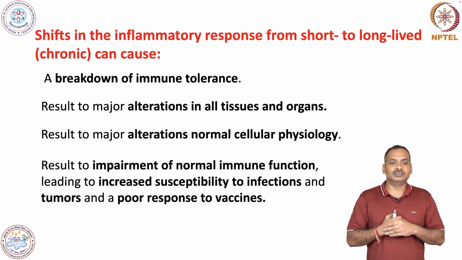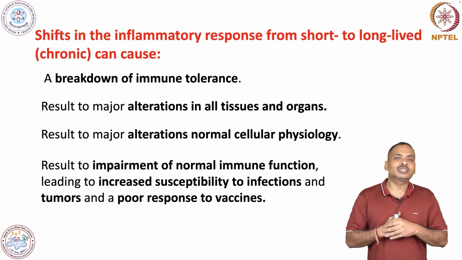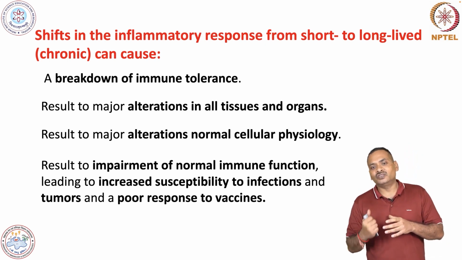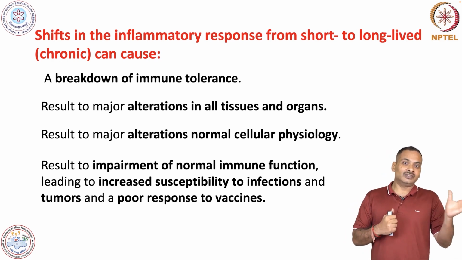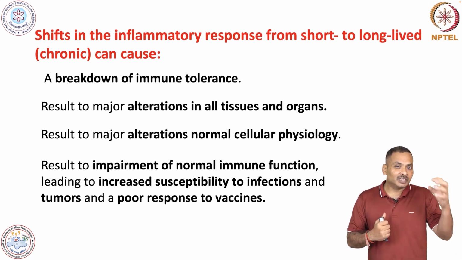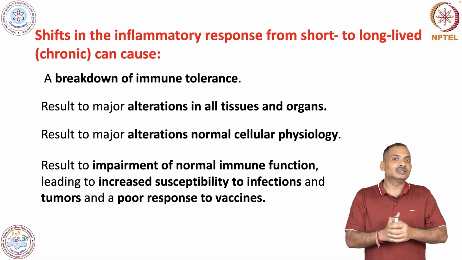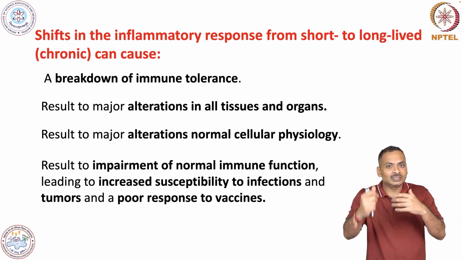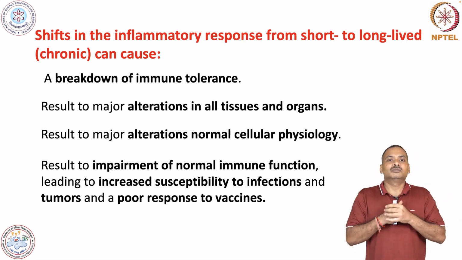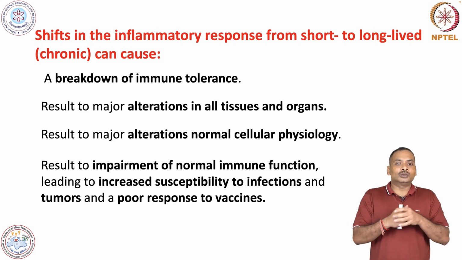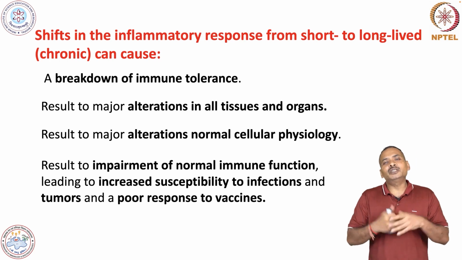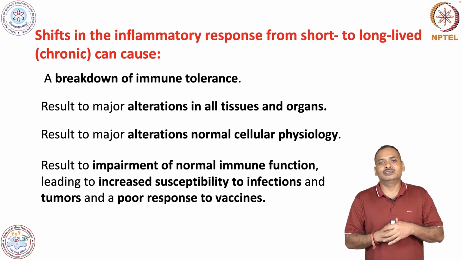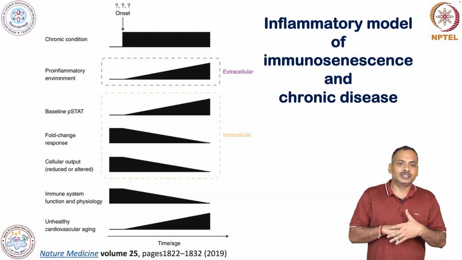This is more severe, and the individual will be much more susceptible to infection and tumor, because I have told you that immunity plays a very important role in controlling transformed cells. If there is a transformed cell, it will be cleared by immunity. So the individual may be prone to tumors, and there will be a very poor response to vaccines. So these are the very important points.